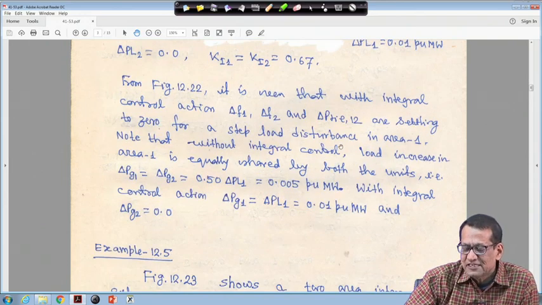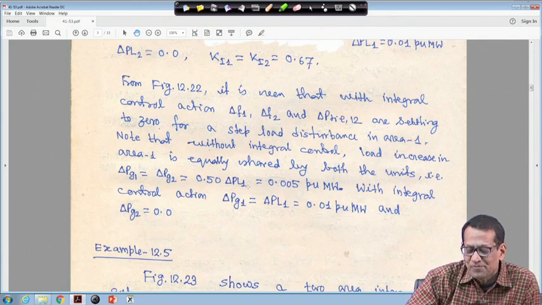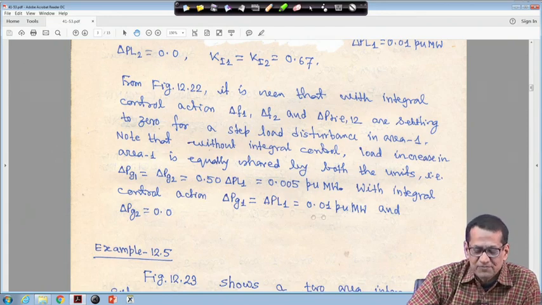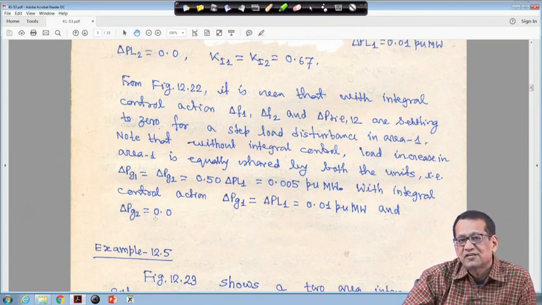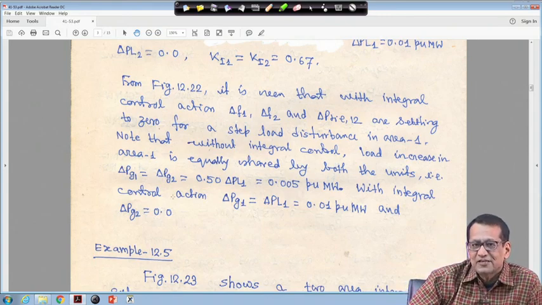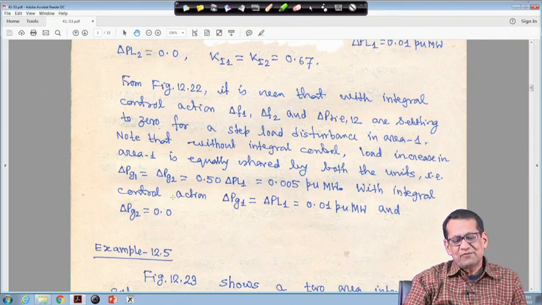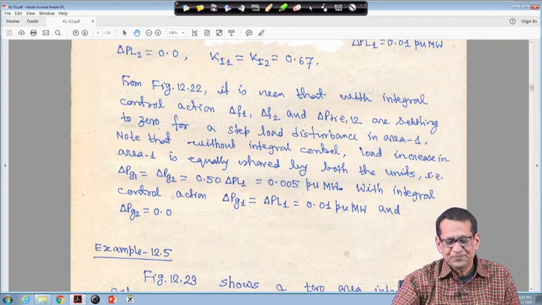Note that without integral control, the load increase in area 1 is equally shared by both the units, that is delta Pg1 is equal to delta Pg2 is equal to 0.5 PL1, half of PL1, so 0.005 per unit megawatt. With integral control action, delta Pg1 is equal to delta PL1, which is 0.01 per unit megawatt, and delta Pg2 is equal to 0, right. So, that is why we have to use that supplementary controller. Later we will see a little bit more, but in the classroom we cannot do simulation studies, but you have some ideas from the steady state point of view.